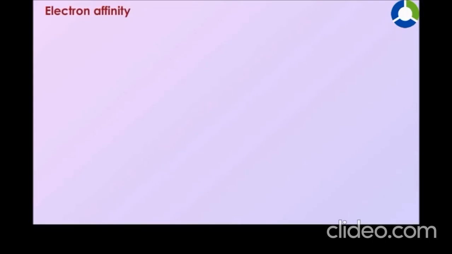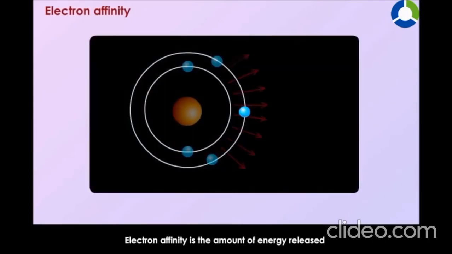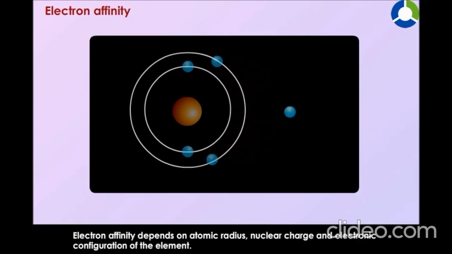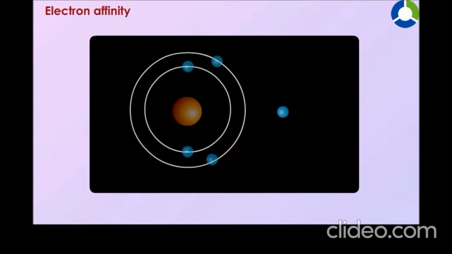Electron affinity is the amount of energy released when one or more electrons are added to the outermost shell of an isolated gaseous atom. Electron affinity depends on atomic radius, nuclear charge, and electronic configuration of the element. It is expressed in electron volts.